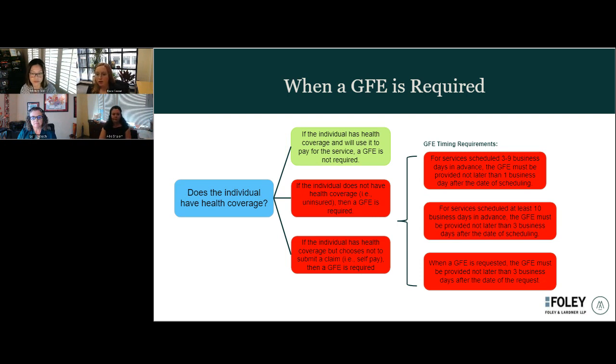Third is when a good faith estimate is requested, and as Ali mentioned, this is a very broad term. Any question related to payment must be considered a request for a good faith estimate. That must be provided no later than 3 business days after the date of the request.